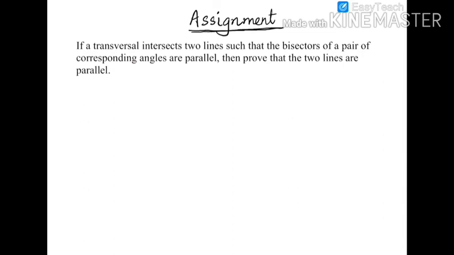With this, we come to the end of this video lesson. Your assignment for today is this question. If a transversal intersects two lines such that the bisectors of a pair of corresponding angles are parallel, then prove that the two lines are parallel. This question is taken from the textbook examples. Try to solve this question on your own and only then open your textbook to check your steps.